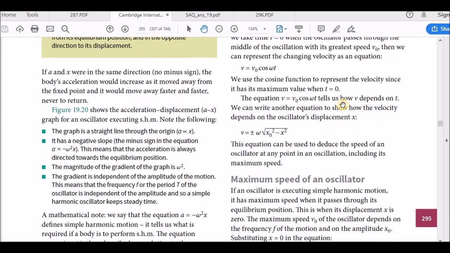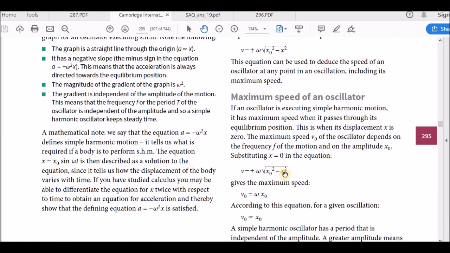Okay, then we have this one. Okay, here is another equation. Now you have to know this equation as well. Okay, so you should know this one. This equation can be used to deduce the speed of an oscillator at any point in an oscillation, including its maximum speed. Now omega is the angular frequency, v is the speed, x0 is the amplitude, x is the displacement.